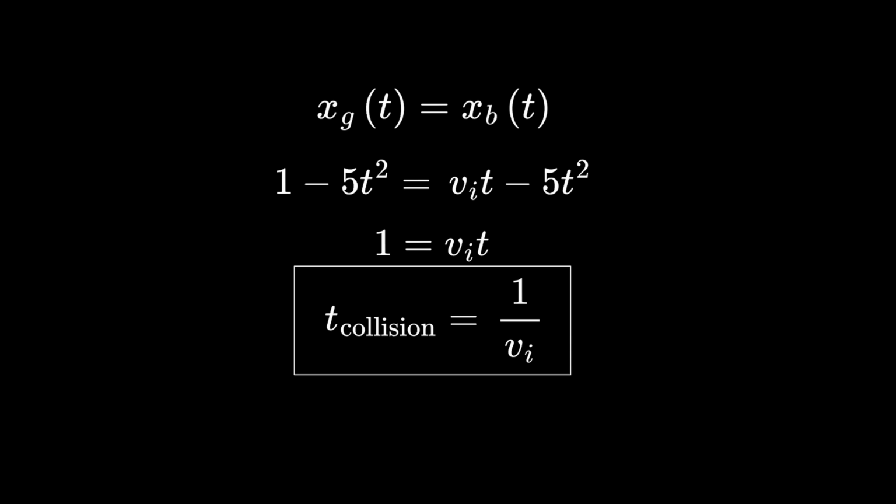And some of you might be confused or thinking, okay, well, that doesn't really help us because we're still trying to look for v_i, but just trust the process. This is important. So keep that in the back of your pocket. The time of the collision is equal to the numerical value of 1 over v_i.